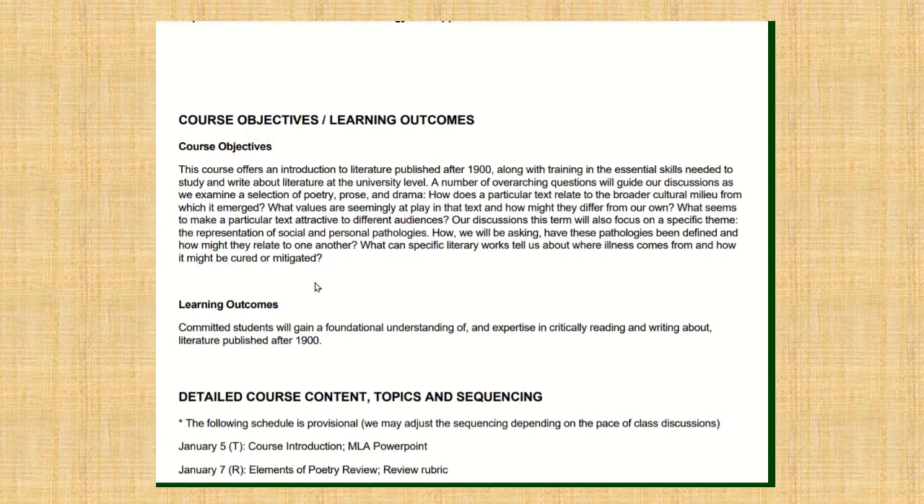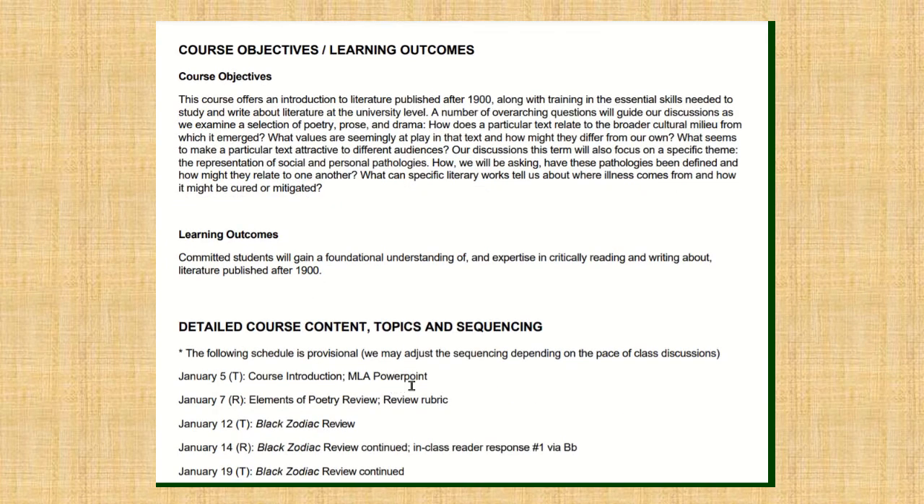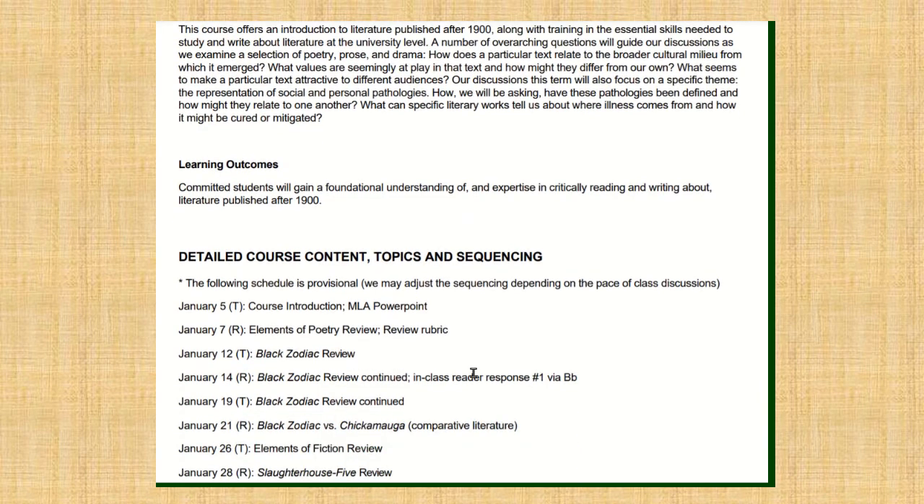Okay, so here we have the detailed course content, topics, and sequencing. The following schedule is provisional. We may adjust the sequencing depending on the pace of the class discussions. Quite a few things are due. An essay is due on every book. There are 4 books, 4 texts, so that means 4 essays are the basic things that are due. But there are smaller, tiny things that are due too. All are going to be through Blackboard.